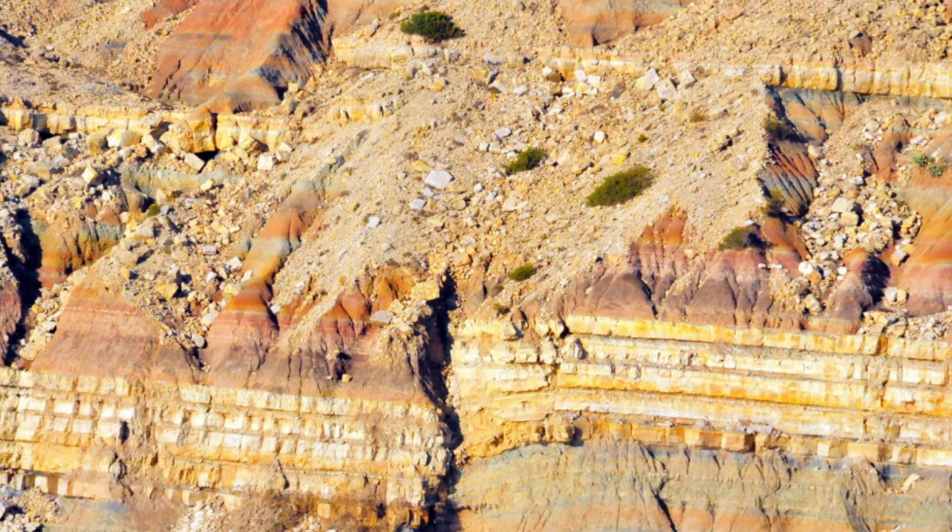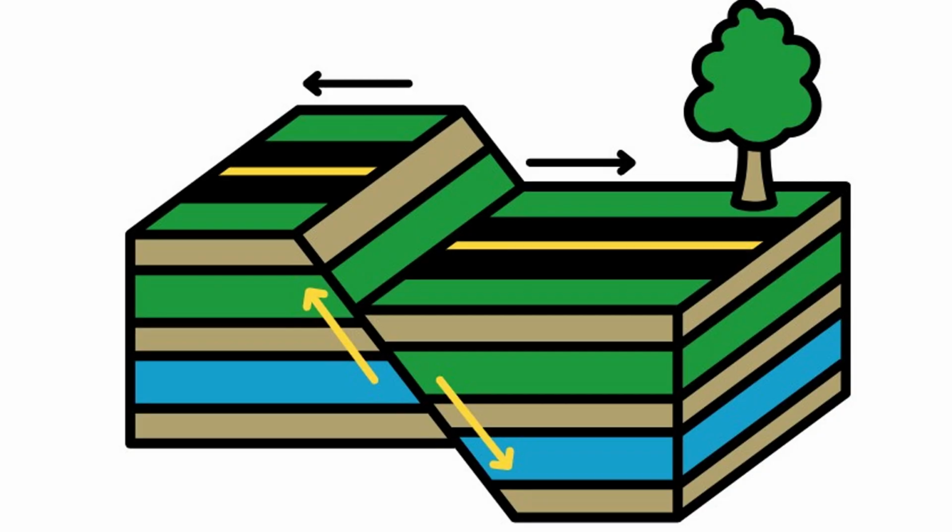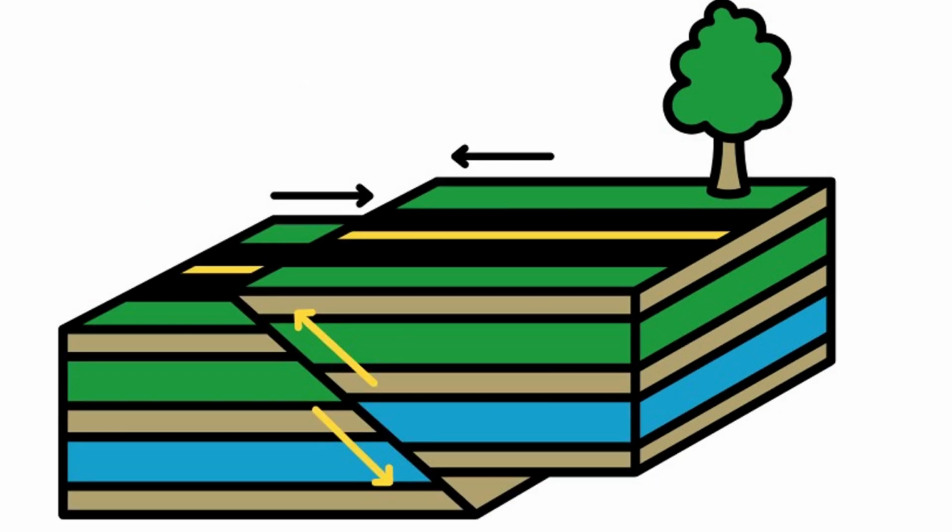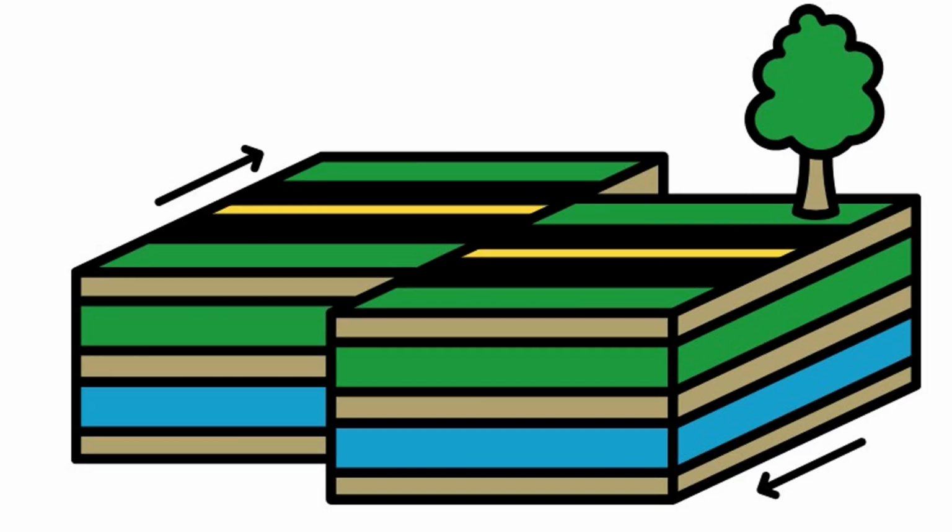There are three main types. There are normal faults, where the hanging wall moves down, caused by extension. The crust is being pulled apart. Reverse faults, where the hanging wall moves up, caused by compression. The crust is being squeezed. And strike slip faults, where rocks slide past each other horizontally. Faults are important because they mark zones of earthquakes and can control the movement of groundwater and oil and gas.